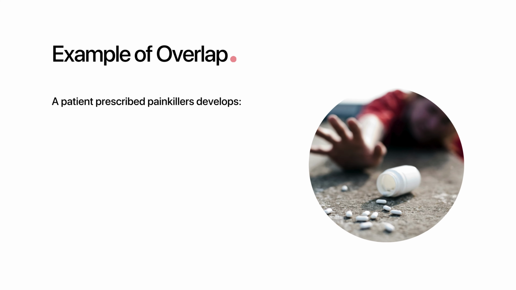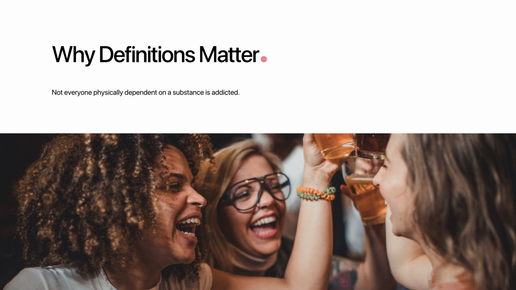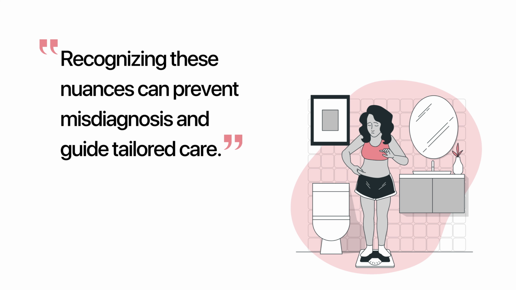Example: someone taking prescription painkillers after surgery might develop tolerance, needing more of the medication for relief, and physical dependence, experiencing withdrawal symptoms if they stop suddenly. However, if they begin taking the medication compulsively, even after the pain is gone, and it interferes with their life, it may cross the line into addiction. Understanding these differences is crucial because not everyone who is physically dependent on a substance is addicted. However, both tolerance and physical dependence can contribute to the development of addiction if left unmanaged.